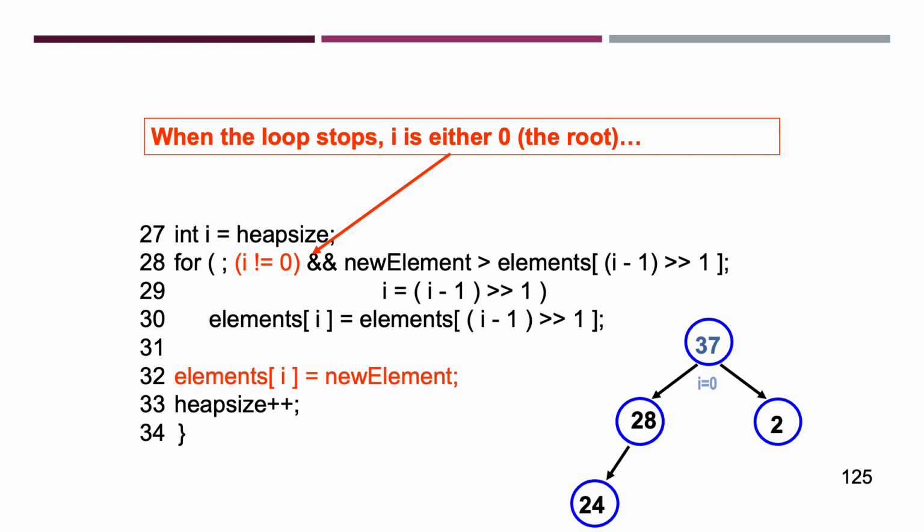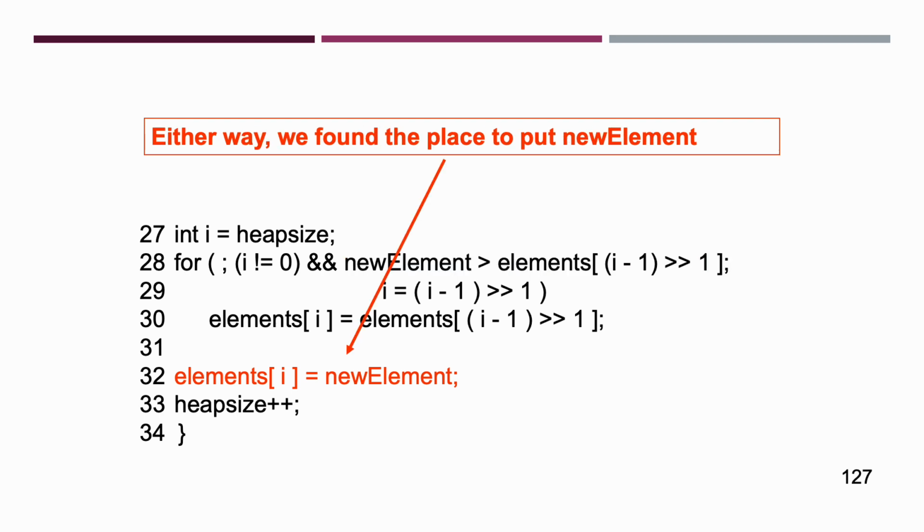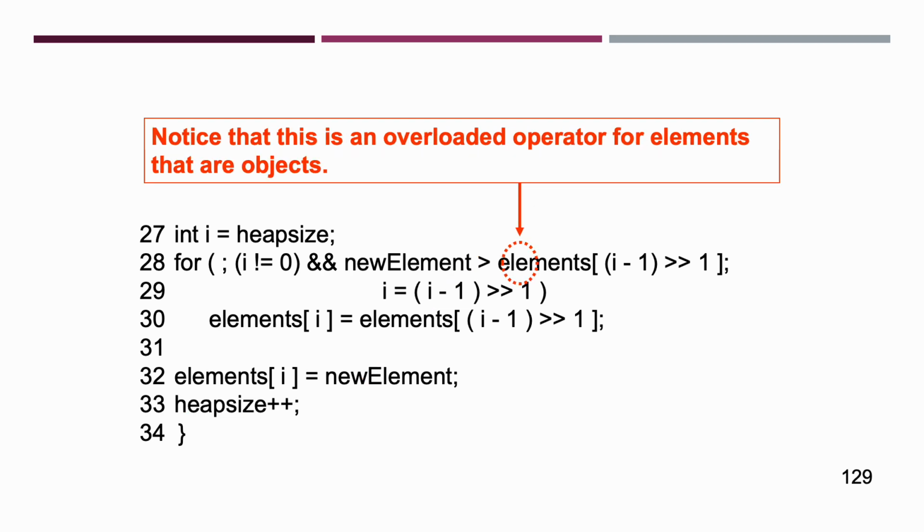When the loop stops, i is either 0, the root, or the new element, which we pretend is at the current position i, is less than or equal to its parent. This is how this for loop is working. Either way, we found the place to put the new element, and then since we included it, heap size is increased by 1. If you notice, this is an overloaded operator for elements that are objects.